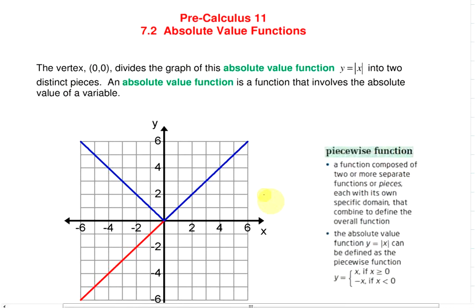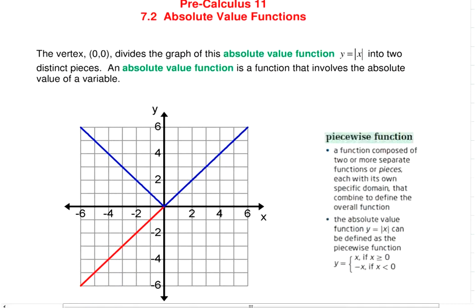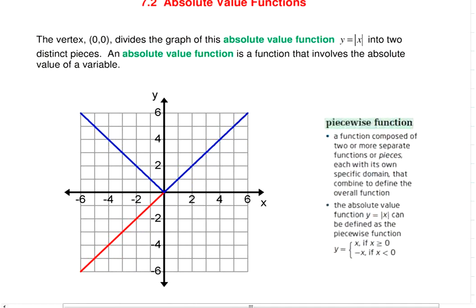So we're going to look at 7.2 absolute value functions. And before we start discussing it, I just want to go over the graph that you have in front of you. The blue part is your absolute value function. It's the graph of y is equal to the absolute value of x.